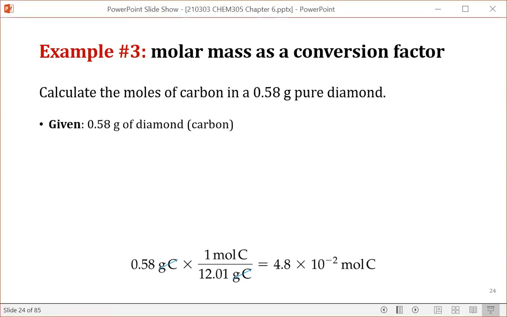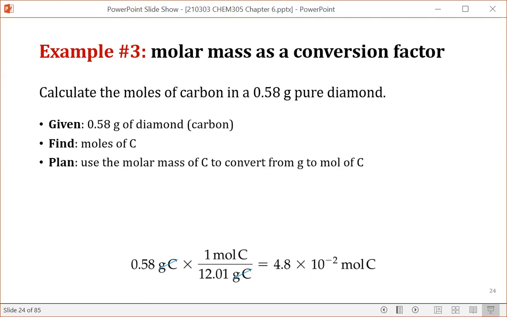So we're given 0.58 grams of diamond, which we're going to assume is just 100% carbon. We've got a really nice diamond here. And we want to find the moles of carbon. So we're going to use the molar mass of carbon to convert from grams to moles of carbon. Anytime you're converting from grams to moles or moles to grams, you're going to be using the molar mass as your conversion factor.